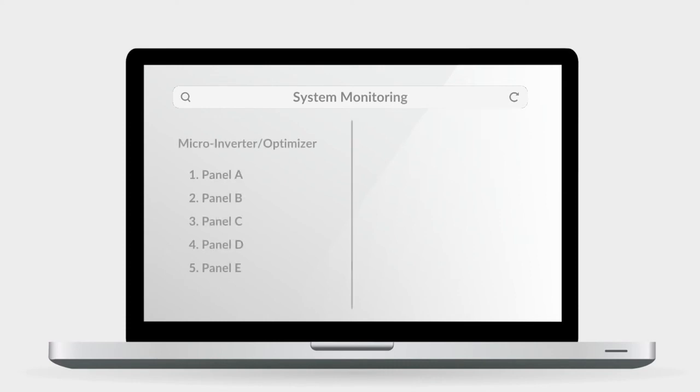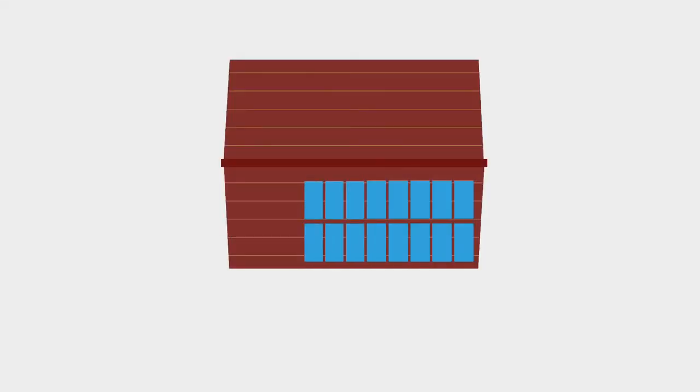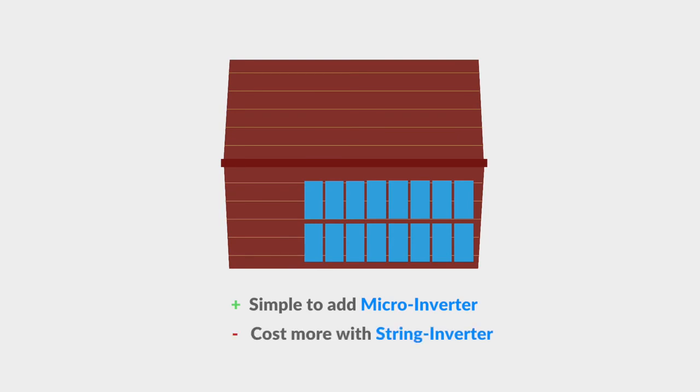Microinverters and optimizers also offer an additional perk in system monitoring as well. With both of these devices, you'll have the ability to track the production of each individual panel, while with a standard inverter you can only track the production of the entire system. If you were to expand your system in the future, microinverters are simple to add on one at a time. However, with a string inverter, it would cost more to add another full unit.